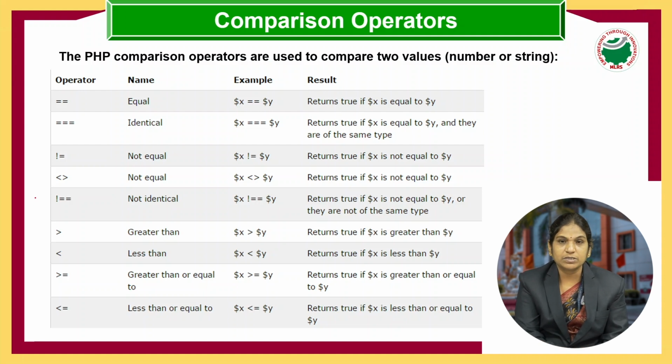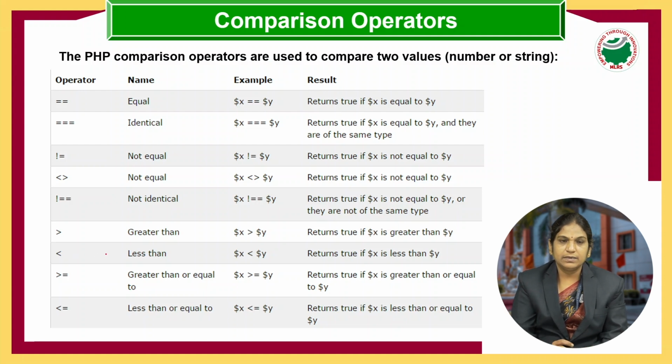And not equal to can also be represented as less than and greater than sign. And not identical is the exclamation mark with two equal signs, which returns true if x is not equal to y and they are not of the same data type.